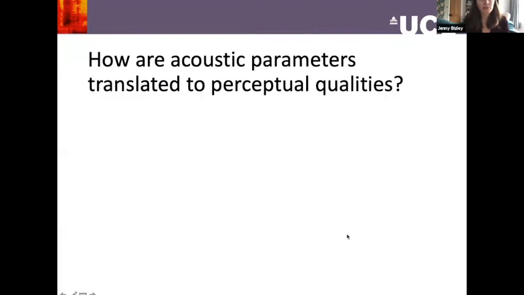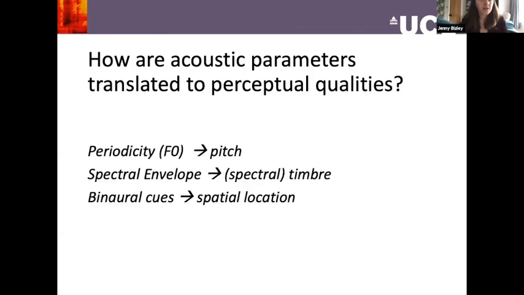So the big picture theme of the research within my lab is really how acoustic parameters are translated into perceptual qualities. If we think about sound, there are three key perceptual attributes that people might use to describe a sound source that you're listening to. The first is its pitch, which we know is underlined acoustically by its periodicity. The second, and the one that's interesting to us today, is the spectral envelope, which gives rise to the spectral timbre of a sound. And the third acoustic cue might be binaural cues that give you a perception of where in space a sound arises from.